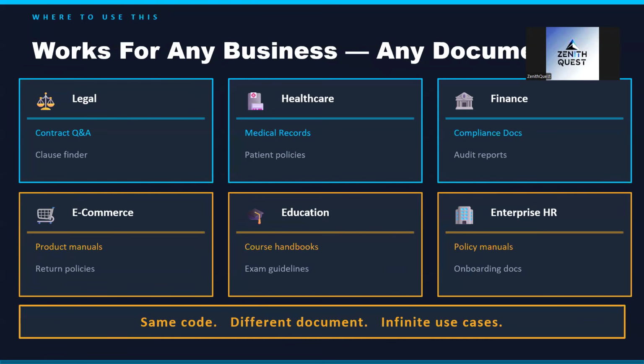Law firms in the US and UK are using RAG to search through hundreds of contracts in seconds. Work that took a paralegal 2 hours now takes seconds. The common thread across all of these is that every business has documents, every business has people who need answers, and nobody wants to read 50 pages to find one answer. Same code, different document, infinite use cases.